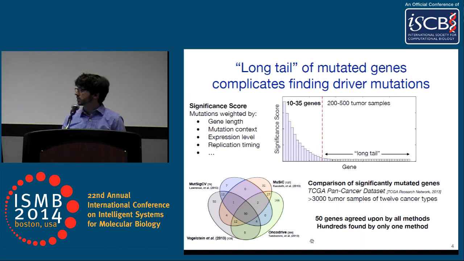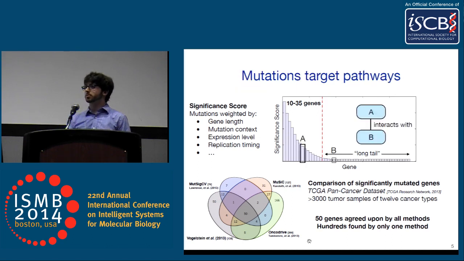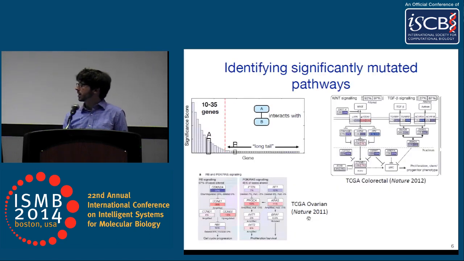And one of the explanations for why mutations in the long tail are drivers is that mutations target functions in cancer, or pathways. And so if you had two genes, A and B, where A and B interact to perform a particular function, then it's possible that if A is mutated more than B, and you only need to mutate A or B, that B could still be important for cancer, but wouldn't have enough mutations to be significantly mutated. And so in fact, it's very common to view cancer in terms of the pathways that are mutated in it.